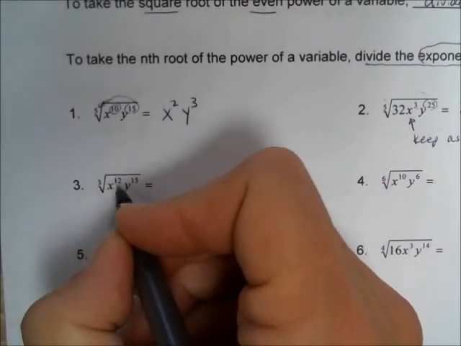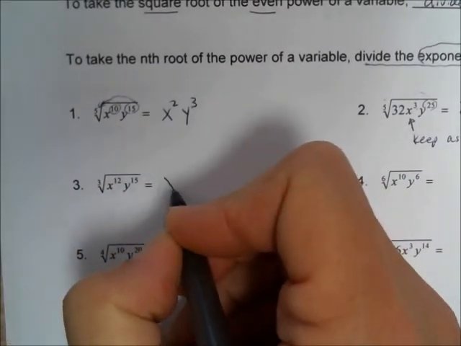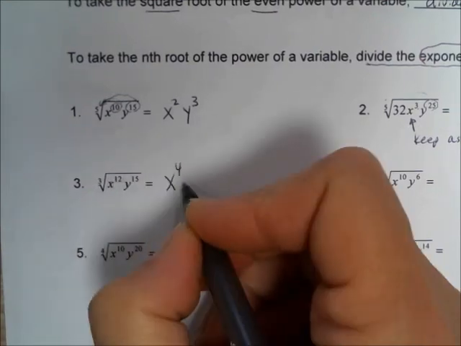Now here's a cube root of x to the 12th. 12 divided by 3 is 4. 15 divided by 3 is 5.